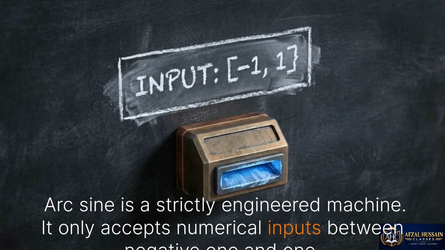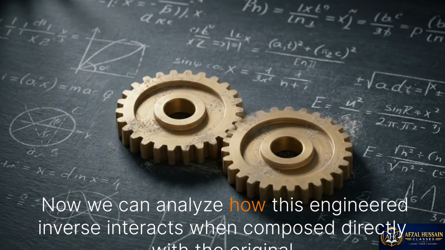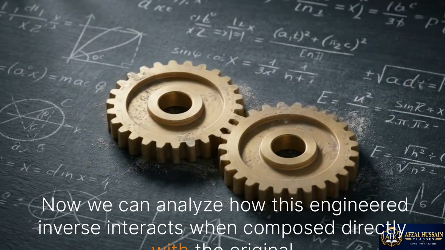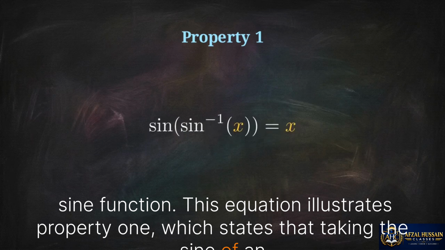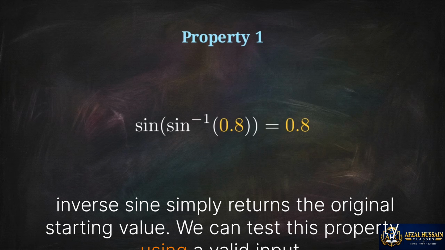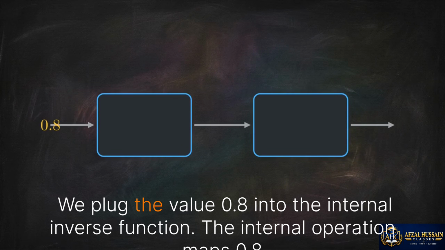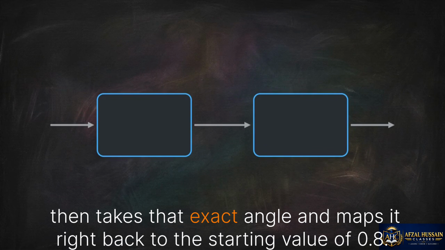It only accepts numerical inputs between -1 and 1, and strictly outputs an angle bounded between -pi over 2 and +pi over 2. Now we can analyze how this engineered inverse interacts when composed directly with the original sine function. This equation illustrates property 1, which states that taking the sine of an inverse sine simply returns the original starting value. We can test this property using a valid input. We plug the value 0.8 into the internal inverse function. The internal operation maps 0.8 to its corresponding unique angle, which we'll represent with theta. The external sine function then takes that exact angle and maps it right back to the starting value of 0.8.